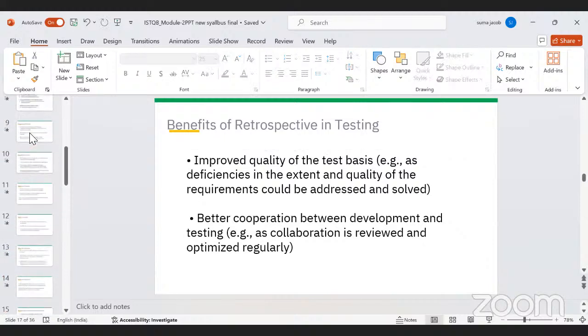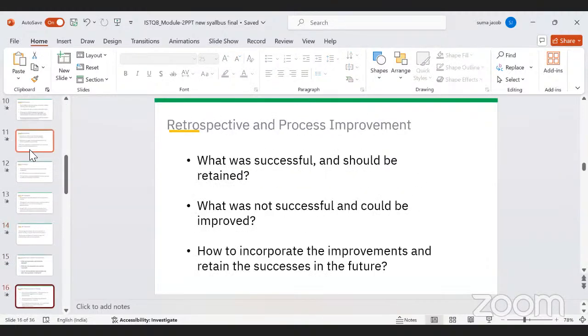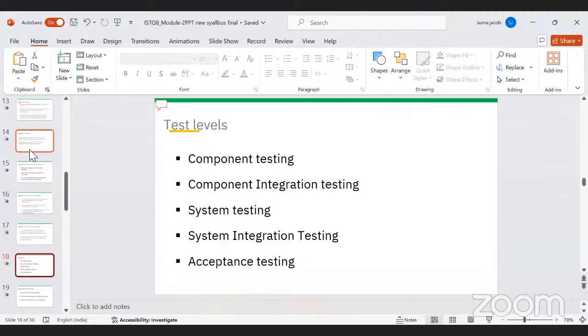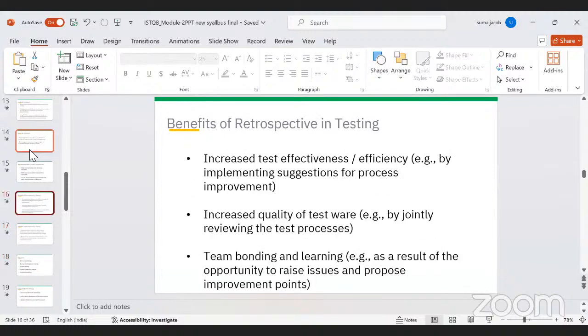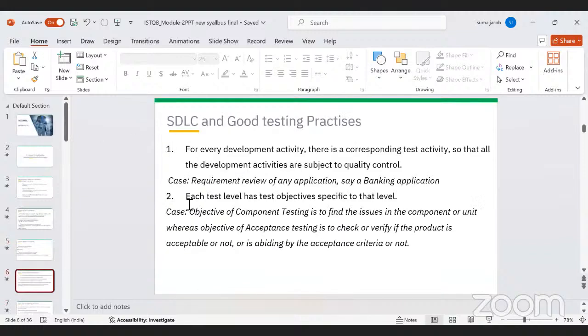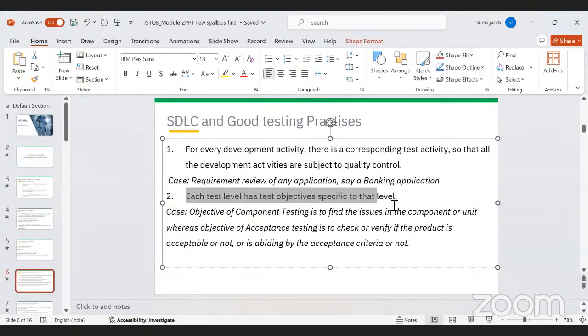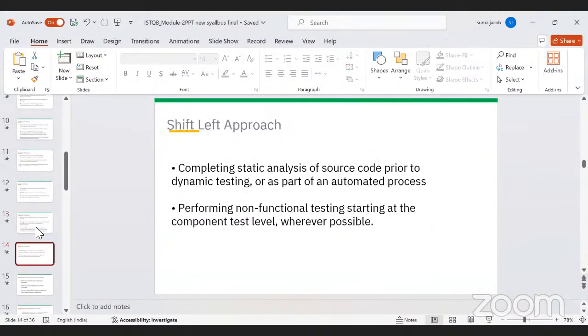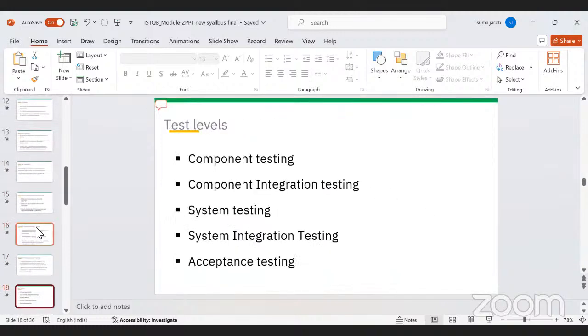So these are the different topics in module 2. The next one we will start with is test level. In the good testing practices module section, we discussed that each test level has a test objective specific to that level. We have a few different test levels. The first one is component testing. The next is component integration testing. Next is system testing. And finally, we have system integration testing and then acceptance testing.